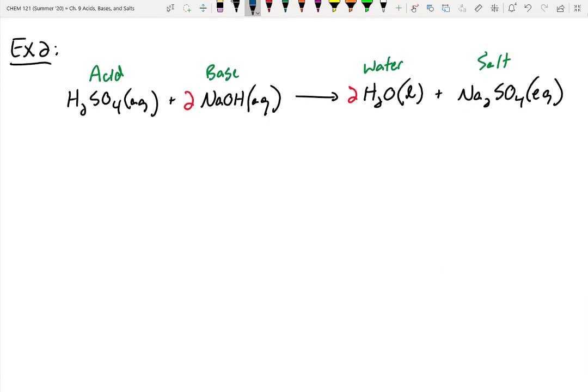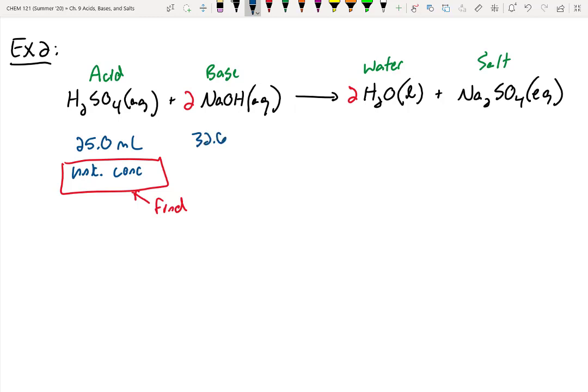Okay, so same setup as before. I'm going to measure out exactly 25 milliliters of my unknown acid. So this has an unknown concentration. This is what we're going to find. Okay, and in the titration, I had to measure out 32.6 milliliters of sodium hydroxide before I reached the end point of the titration. And maybe there was a color change that let me know that I reached my equivalency point. All right, and we know the solution was 0.200 molar.